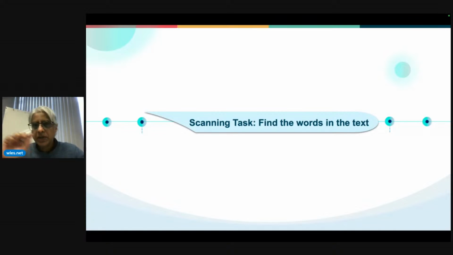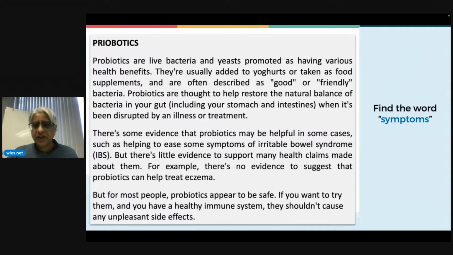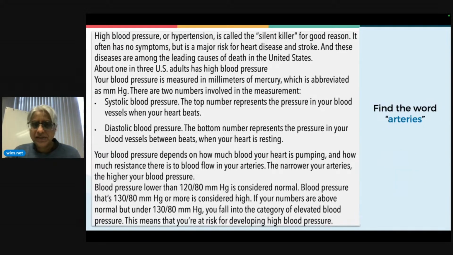Scanning, of course, is where you're looking for exact words or exact pieces of information. You're going to see a text and you have, I think it's 15 seconds to find a word in the text. Unless it's gone up to 20 seconds. Let's see. Okay, so you've got this text. You don't have time to read everything. You need to find the word symptoms. I think it's 10 seconds. We've got 10 seconds.